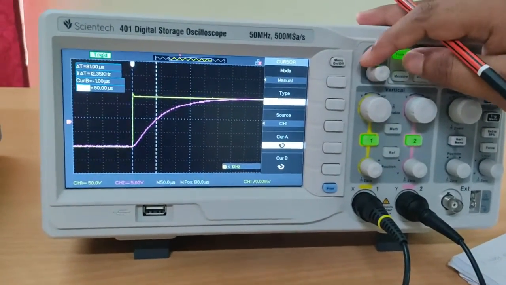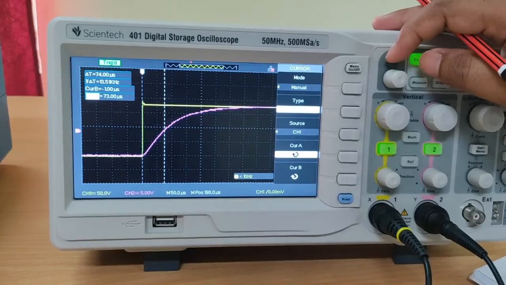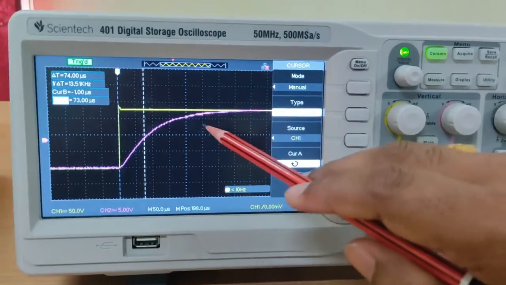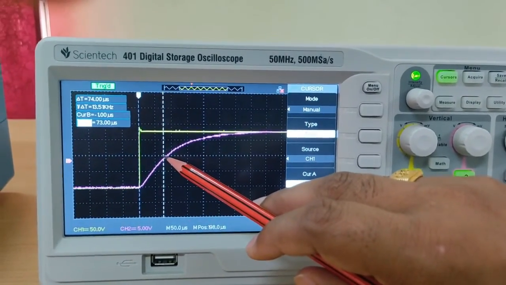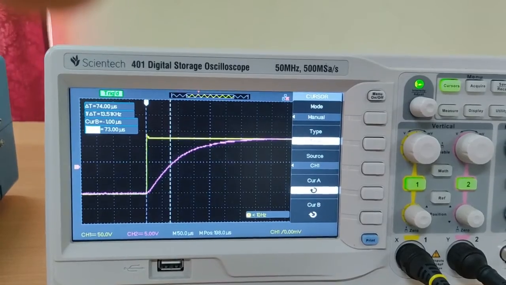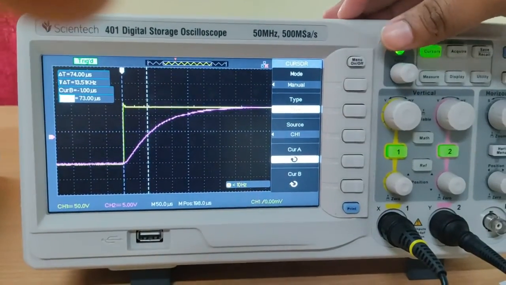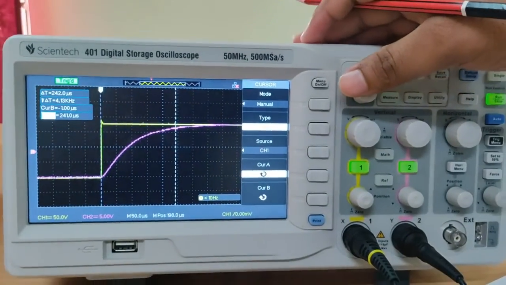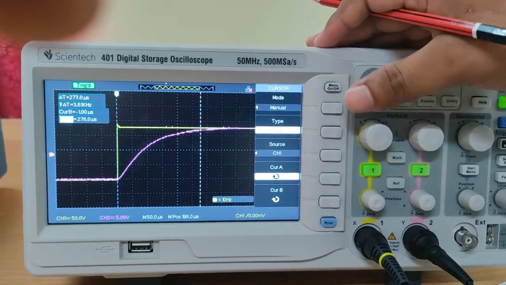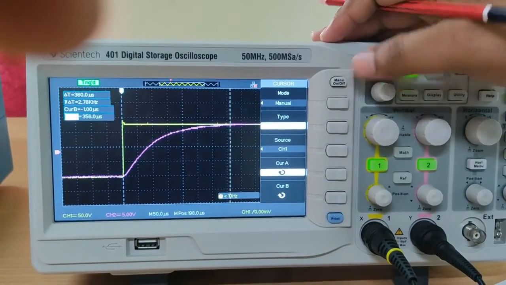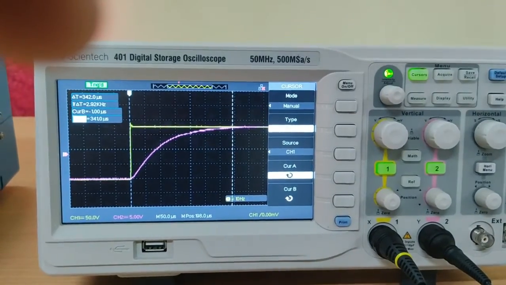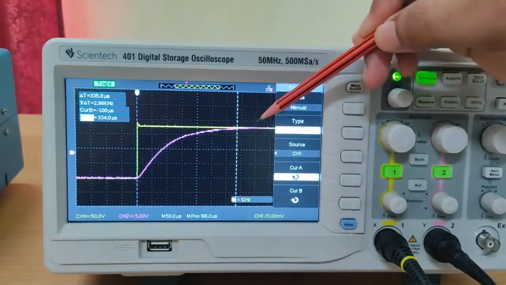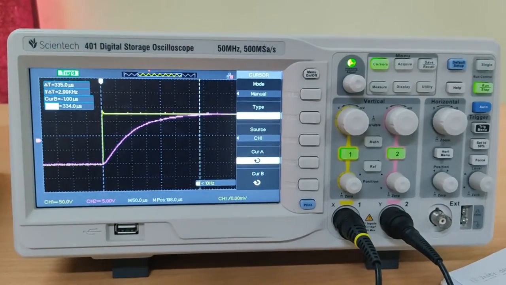Now I am going to measure the delay time, that is whenever our output reaches 50% of the output waveform. Exactly at this point the waveform is 50% of maximum output, that is around 74 microseconds. It is exactly the same as your theoretical value. Then rise time is between 0 and 100%. So our cursor B is at the 0 position, and cursor A I am moving to 100%. So this is the point where you have reached 100% of output. So the time here is 335 microseconds.